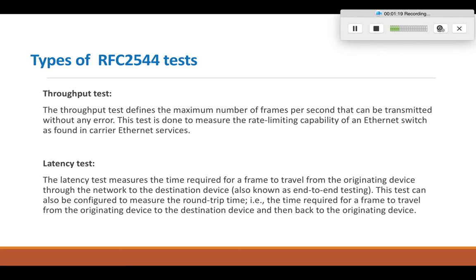The second one is the latency test. The latency test measures the time required for a frame to travel from the originating device through the network to the destination device. So we can call it end-to-end testing. Also, this test can be configured to measure the round trip time. The round trip time is the time required for a frame to travel from the originating device to the destination device and come back again to the originating device. That is called round trip time.